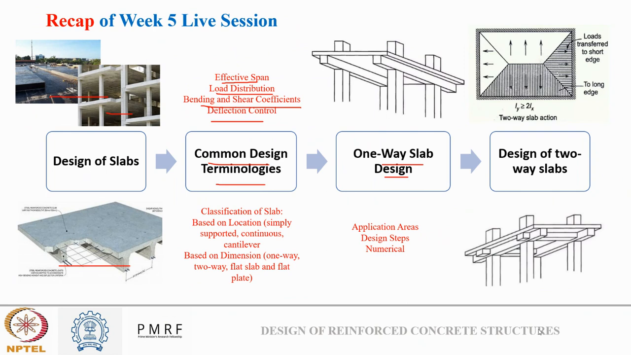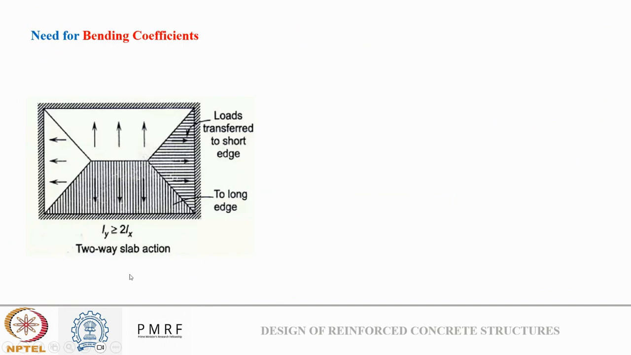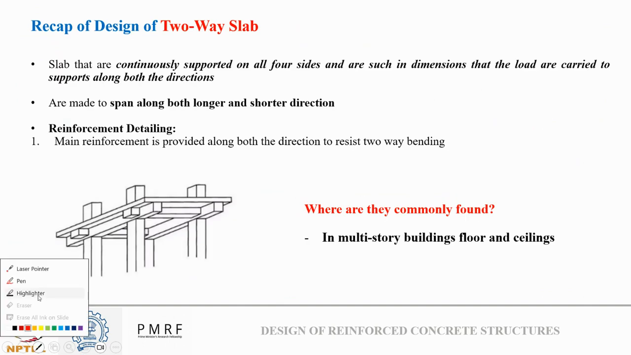Okay. So just to recap, discussion on two-way slab: slabs that are continuously supported in both directions on all four sides and are such in dimensions such that the loads are carried to the supports along both directions. So how do we define a two-way slab? The slabs in which load is carried along both the directions. Okay, so there are two directions. This is x direction, this is y direction.